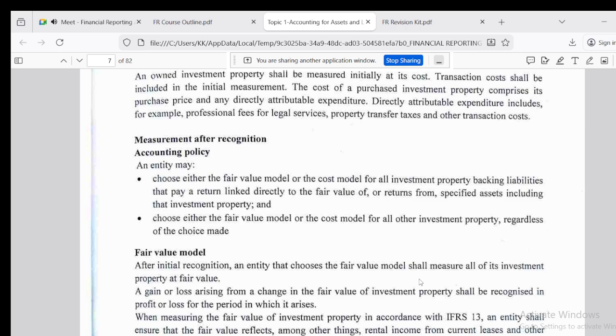Where are we? Investment property backing liabilities that pay a return linked directly to the fair value.